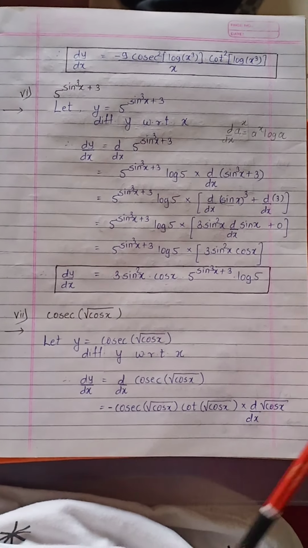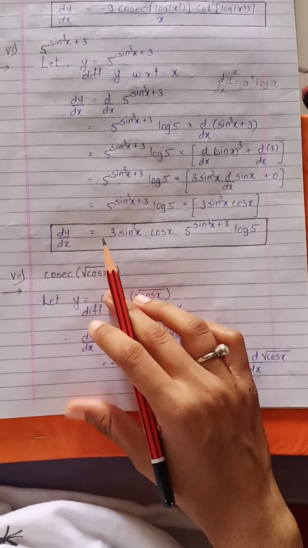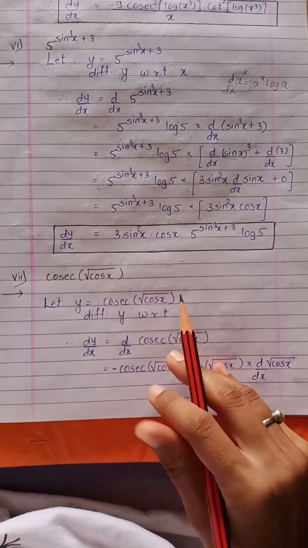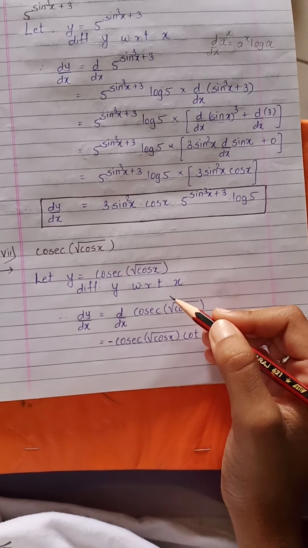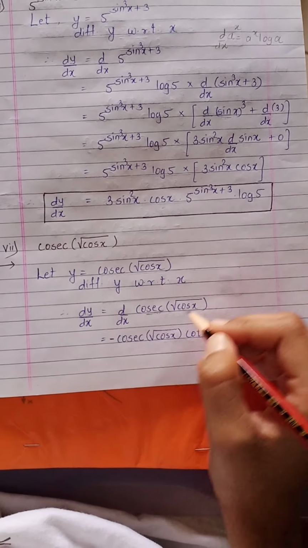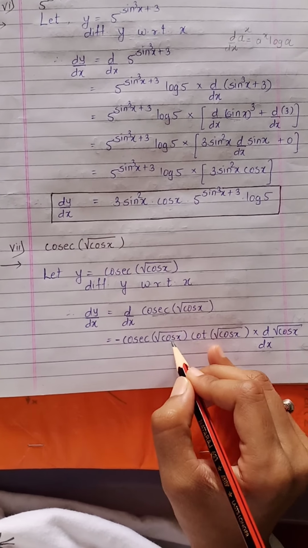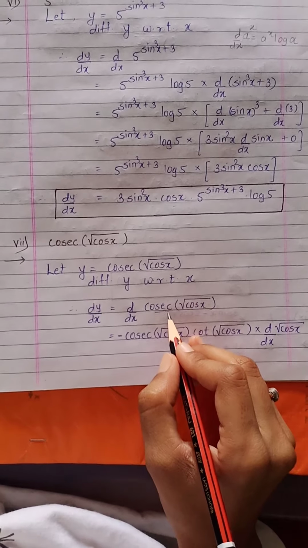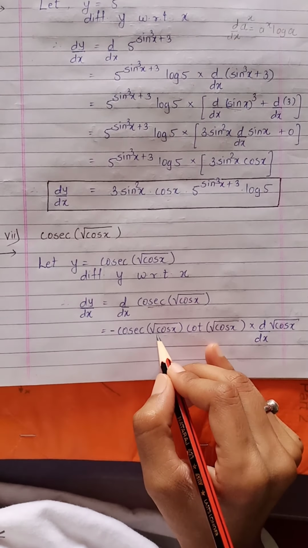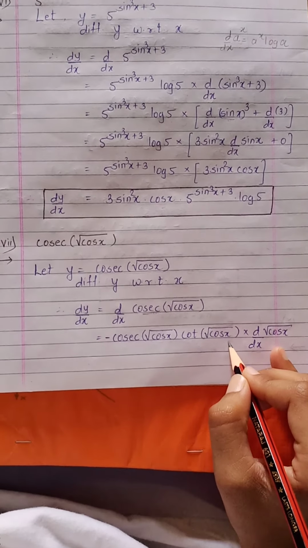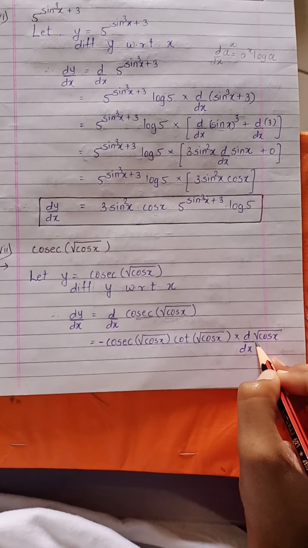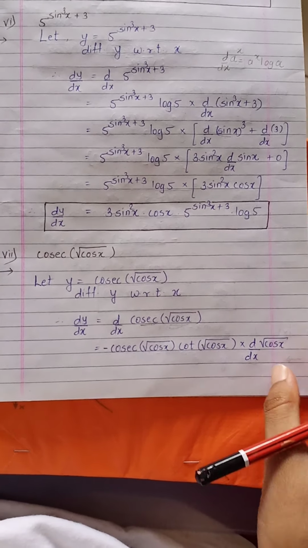Next question is cosec of root cos x. Consider it as y. Differentiate that y with respect to x and write the first step. Now you can see we have to take the derivative of cosec. The derivative of cosec theta is what? Minus cosec theta cot theta. So write in that form. So it will be minus cosec of root cos x into cot of root cos x into the derivative of that inner part, that is the derivative of root cos x.